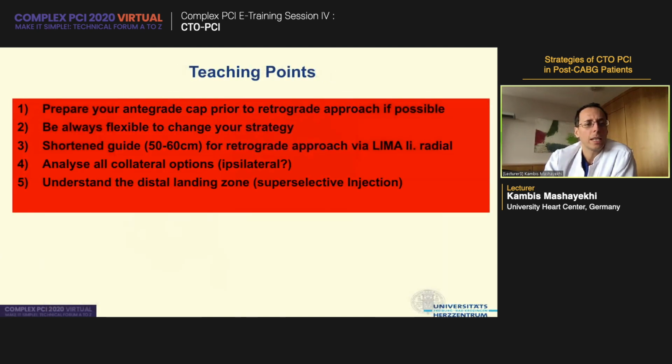So the teaching point is, I think we should analyze all collateral options. We should also think about ipsilateral collaterals, especially in post-CABG patients. Imagine you may have only the last remaining LIMA, which is open to the LAD, and the rest is occluded. Those are cases where ipsilateral collaterals can be very helpful. And you have to understand the distal landing zone. Therefore, super selective distal injection is very important.